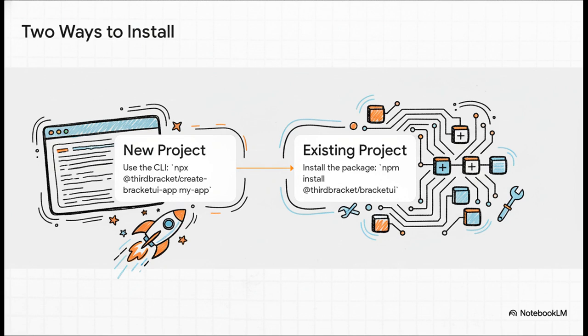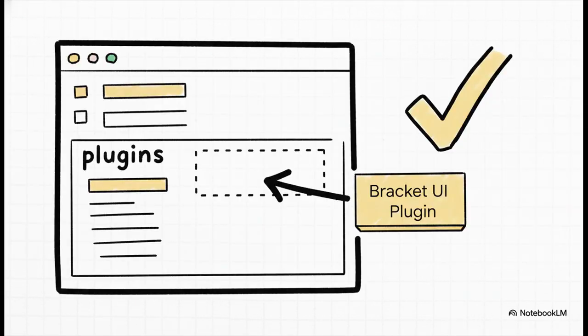Super flexible. And look at this. This is literally the only other thing you need to do. Once it's installed, you just pop this one little change into your Tailwind config file. All this does is tell Tailwind, hey, look over here for the BracketUI components. And boom, that's it. You're done, ready to start building.